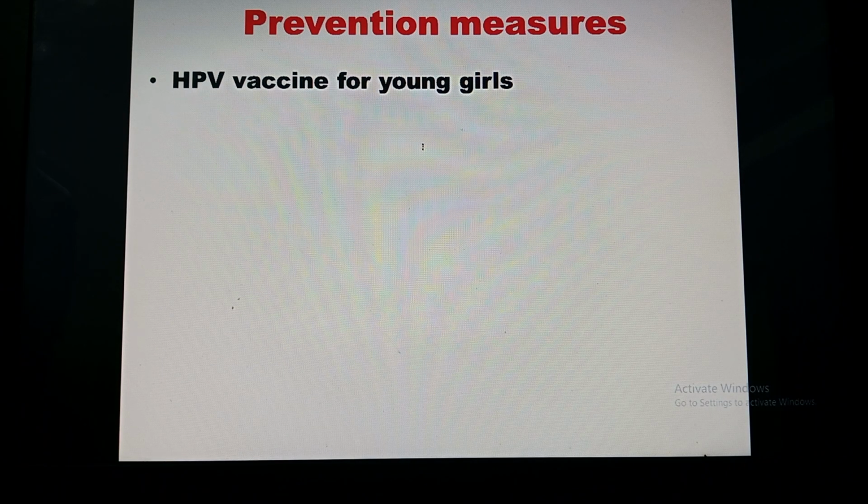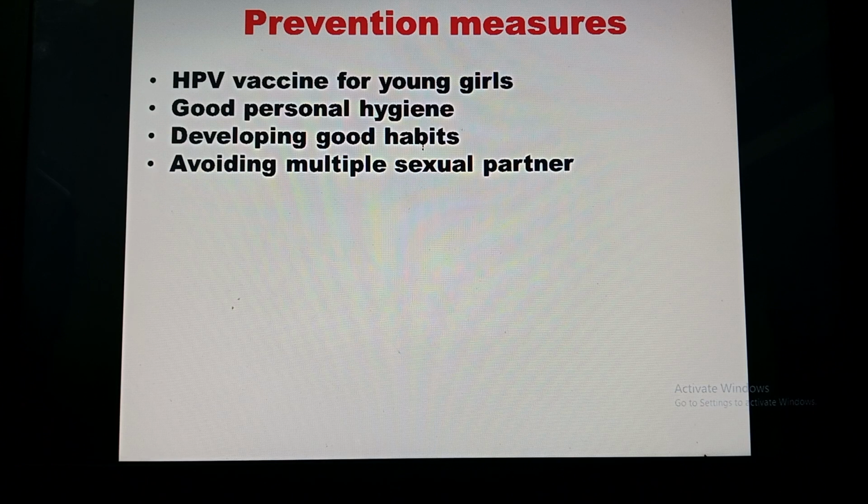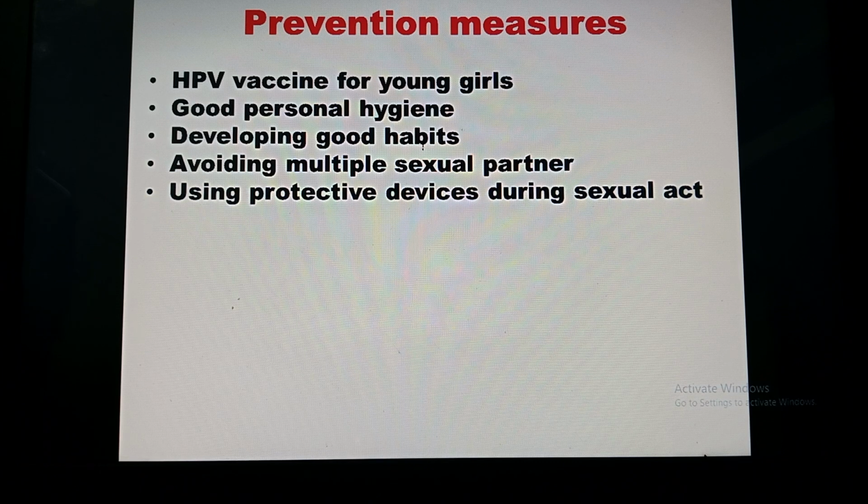Prevention measures include the HPV vaccine, the papilloma virus vaccine, for young girls. Maintain good personal hygiene: take a daily bath and change clothes after the bath. If there is any white discharge or anything similar, approach the doctor immediately and take proper medication. Developing good habits and lifestyle changes is very important. Educate them to avoid multiple sexual partners, and give them education about protective devices, since many do not know about their availability.